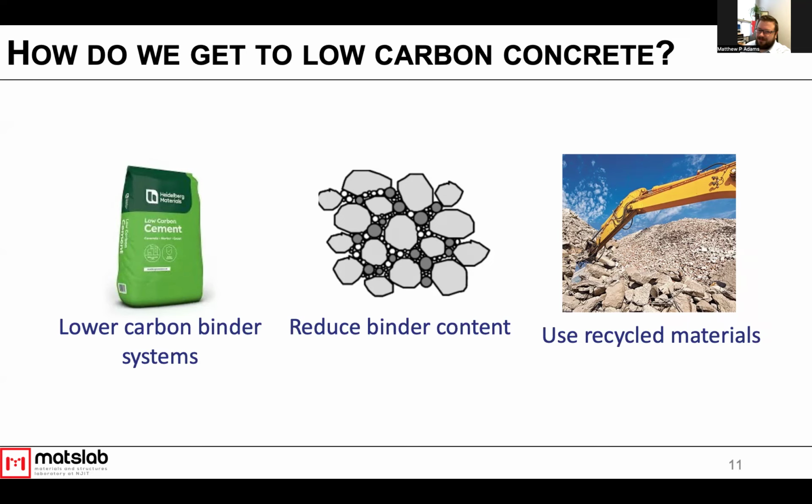We can also look at reducing our binder content, so lowering our total Portland cement or all of our cement content by increasing the amount of aggregates that we have. This requires you to have a better gradation of your aggregates, requires some engineering up front to understand your aggregate sources and what you can actually do. But that is a really successful way of reducing cement content and thus reducing your GWP.